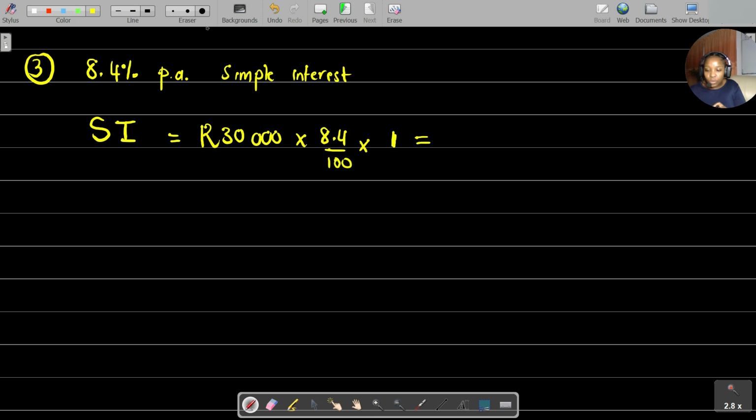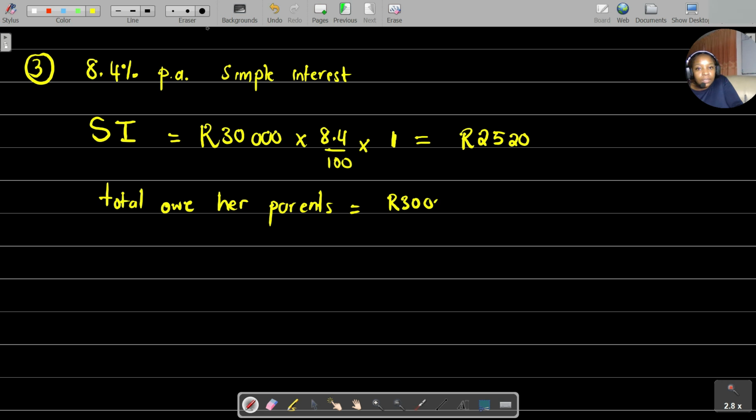It's 30,123 multiplied by 8.4 divided by 100 multiplied by 1. You'll get that the interest that will be added, if she's charged a simple interest rate of 8.4%, will be 2,520. Okay, so meaning that the total that she will owe her parents will be that 30,000 plus that interest amount, which is going to be equal to 32,520. Okay, right? So that's just the first part.